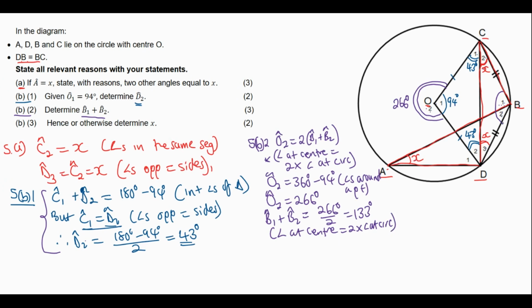So meaning that angle B1 plus angle B2 is equal to 133 degrees. Let me write this one like this, 133 degrees. That's angle B1 and angle B2 combined.